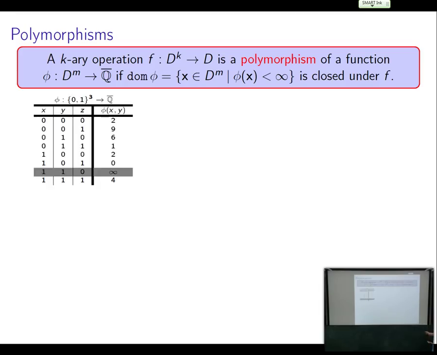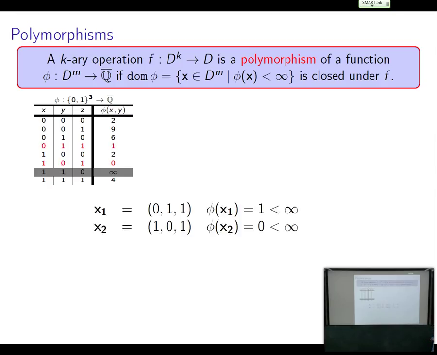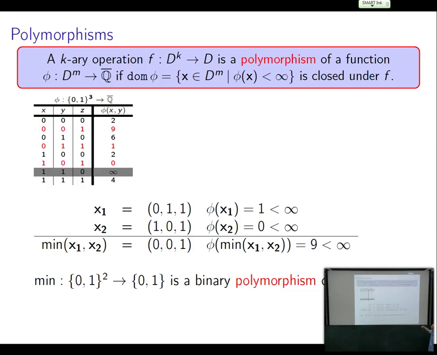So here's the general definition, but the example I have here is a ternary function, with values 0 and 1, and all but one assignments are feasible. Only one of them is infeasible. That's the infinite value. Now, if I take any two feasible solutions, the ones in red, and I apply the min operation component-wise, where min does what you would expect, taking the smaller of the two arguments, I get another feasible solution. And it's not true only for these two assignments, x1 and x2. It's actually true if you take any pair from the seven available. So in this case, we say that the binary min operation is a polymorphism of this weighted relation.